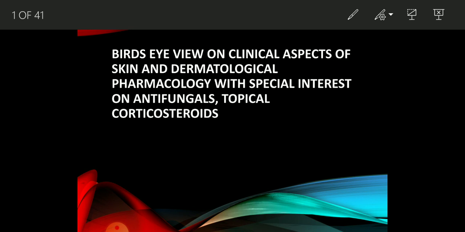So we'll show you the physiological structure of skin. We'll discuss different vehicles and different topical preparations. We'll also discuss a few of the oral and injectable preparations used to treat different skin conditions. And obviously, as per the name of this title, we'll give special emphasis on the antifungal drugs as well as the topical corticosteroids.